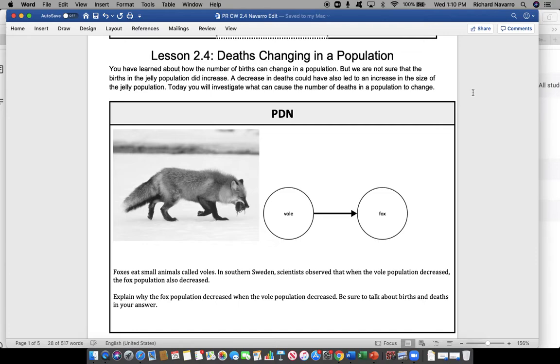Here is your posed question. Foxes eat small animals called voles. In southern Sweden, scientists observed that when the vole population decreased, the fox population also decreased. Explain why the fox population decreased when the vole population decreased. Be sure to talk about births and deaths in your answer. Go ahead and pause this video and record your answer in Google Documents.